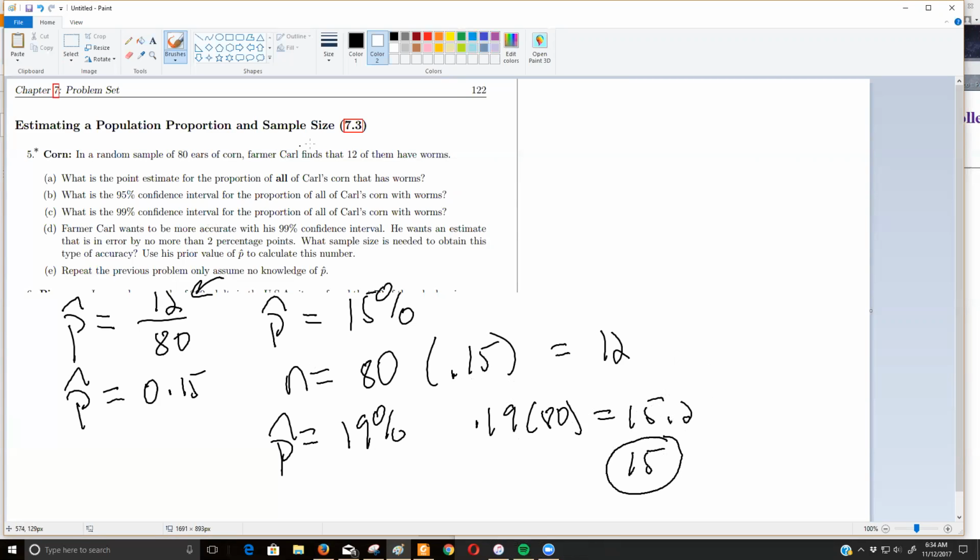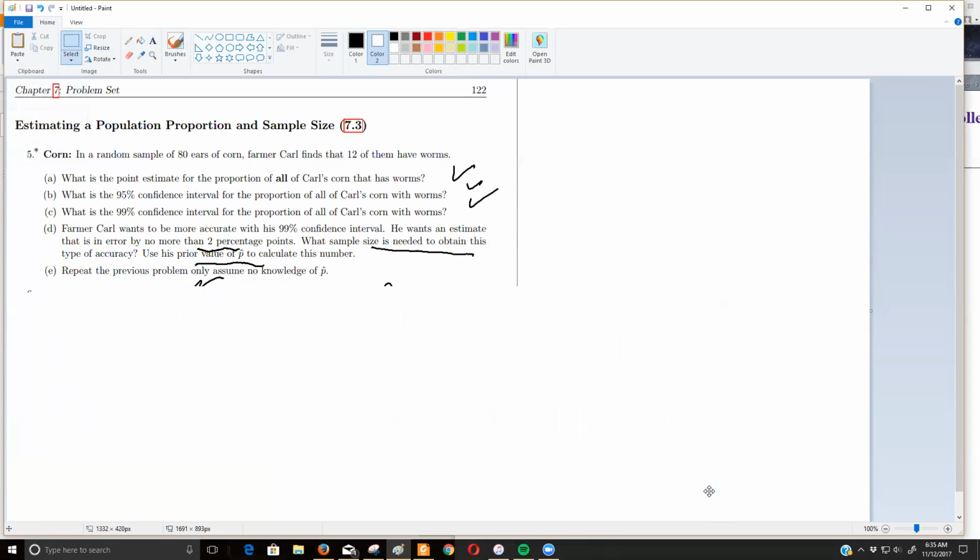Okay, so we did A, we did B and C with the applet. Part D, he wants to be more accurate than 99% confidence. We want to estimate within no more than 2 percentage points. What sample size does he need to obtain? So this is a sample size question, and then they're telling us to use that prior value of p hat. Now, I've done a couple of videos on this, and I know you've seen, I posted at least one. So we're going to use that sample size formula.